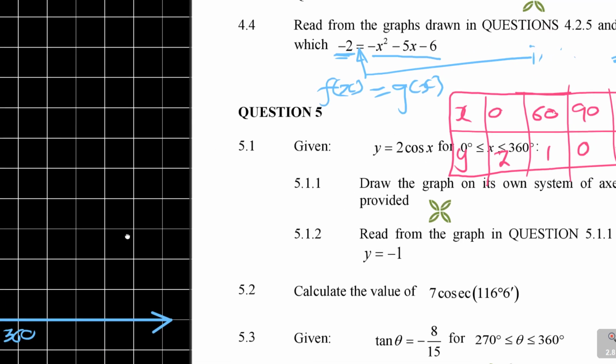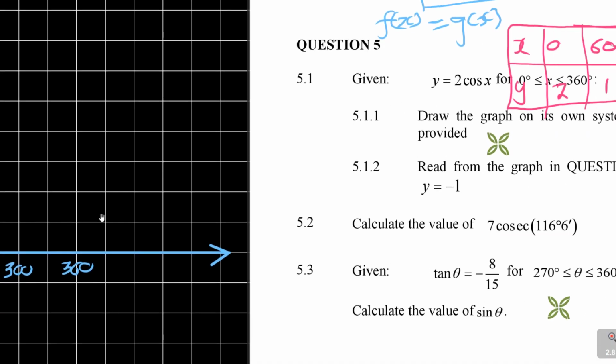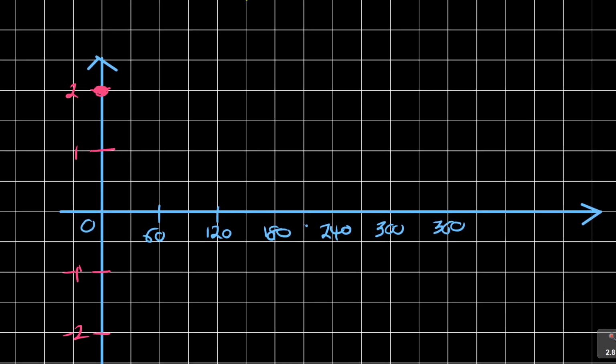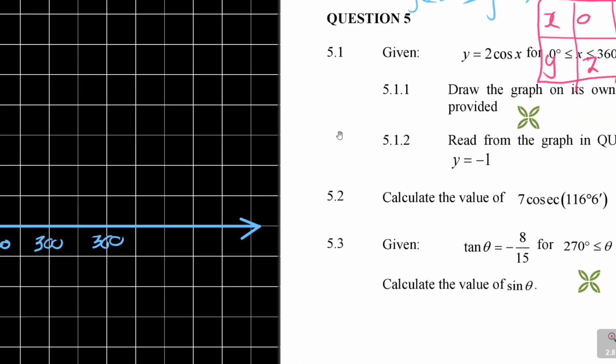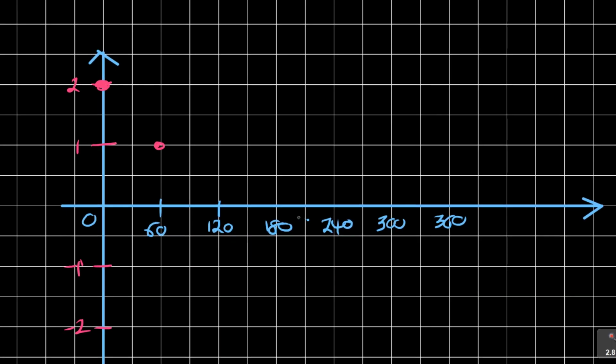It said 0 is 2, then you come here, 0. I'll do this as 1, I'll do that as 2. Every 2 it's negative 1. Here is negative 2. So 0 and 2, there is a point there. And the next one is what? 60 and 1. There it is, 60 and 1. The next point is 90 and 0. There it is, 90 and 0, it's there.